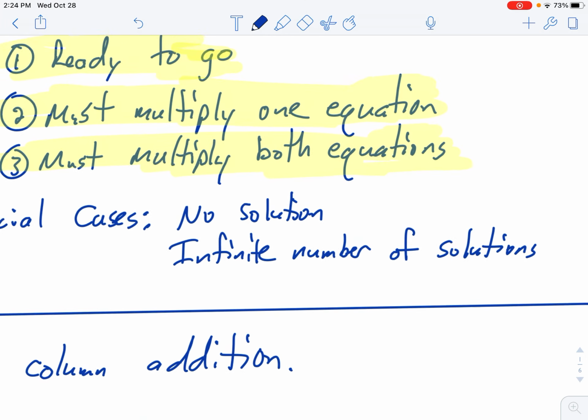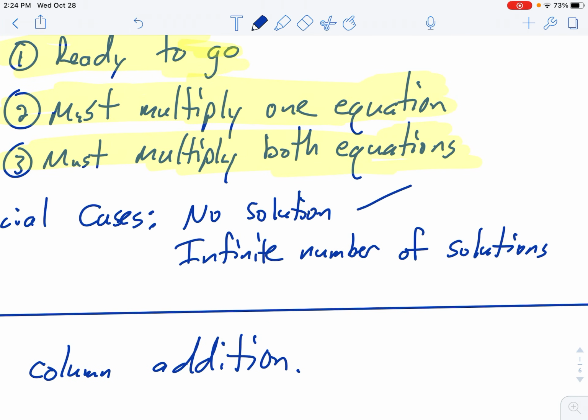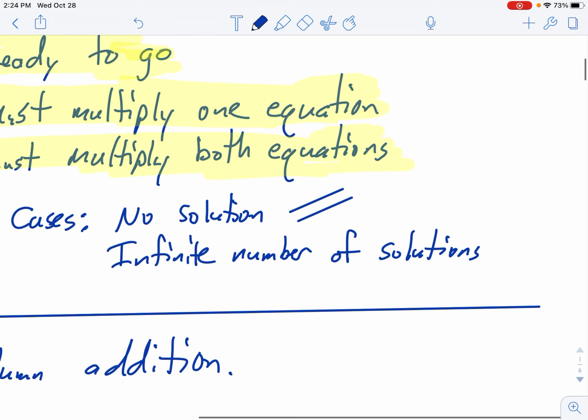You can have problems with no solution. With graphing, that was parallel lines. They don't intersect, so there's no solution. With substitution, when we worked it out, we got something like 5 equals 6. There's no variable left, and 5 does not equal 6. That's a false statement. So that was a sign there was no solution.